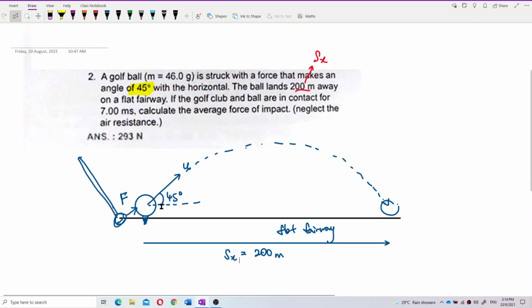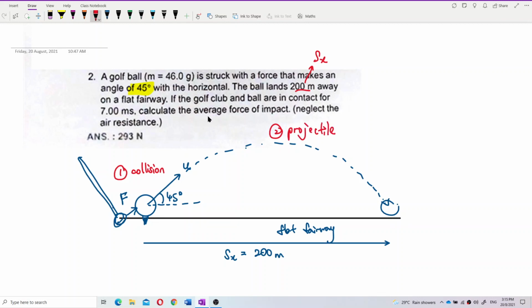So actually, this one has two processes. I want you to see that there are two processes. First is the collision, where we can use conservation of momentum. And then the second one is a projectile motion. So this is a combination of the chapter on projectile motion and the chapter on momentum and impulse. Okay, so how do we do these questions?